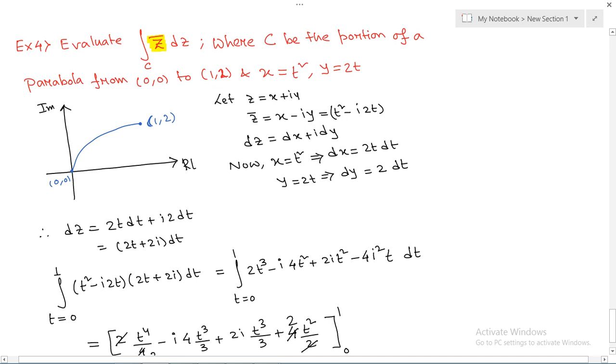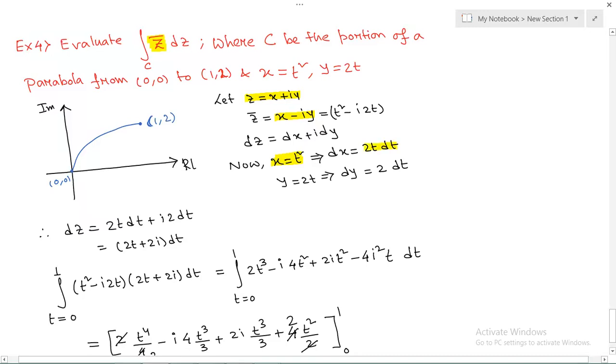So the same procedure, that is we have to consider z equals x plus iy. So if z equals x plus iy, what is our z bar? Z bar is going to be x minus iy, that is the conjugate of z, and in place of x and y you can put x equal to t square and y equals 2t. So it will become t square minus i 2t. Now let us differentiate z, because we need dz also in the integration. So what is dz? dx plus i dy, right? So now x equal to t square, but we have to convert everything in terms of t. So x equal to t square means dx equals 2t dt.